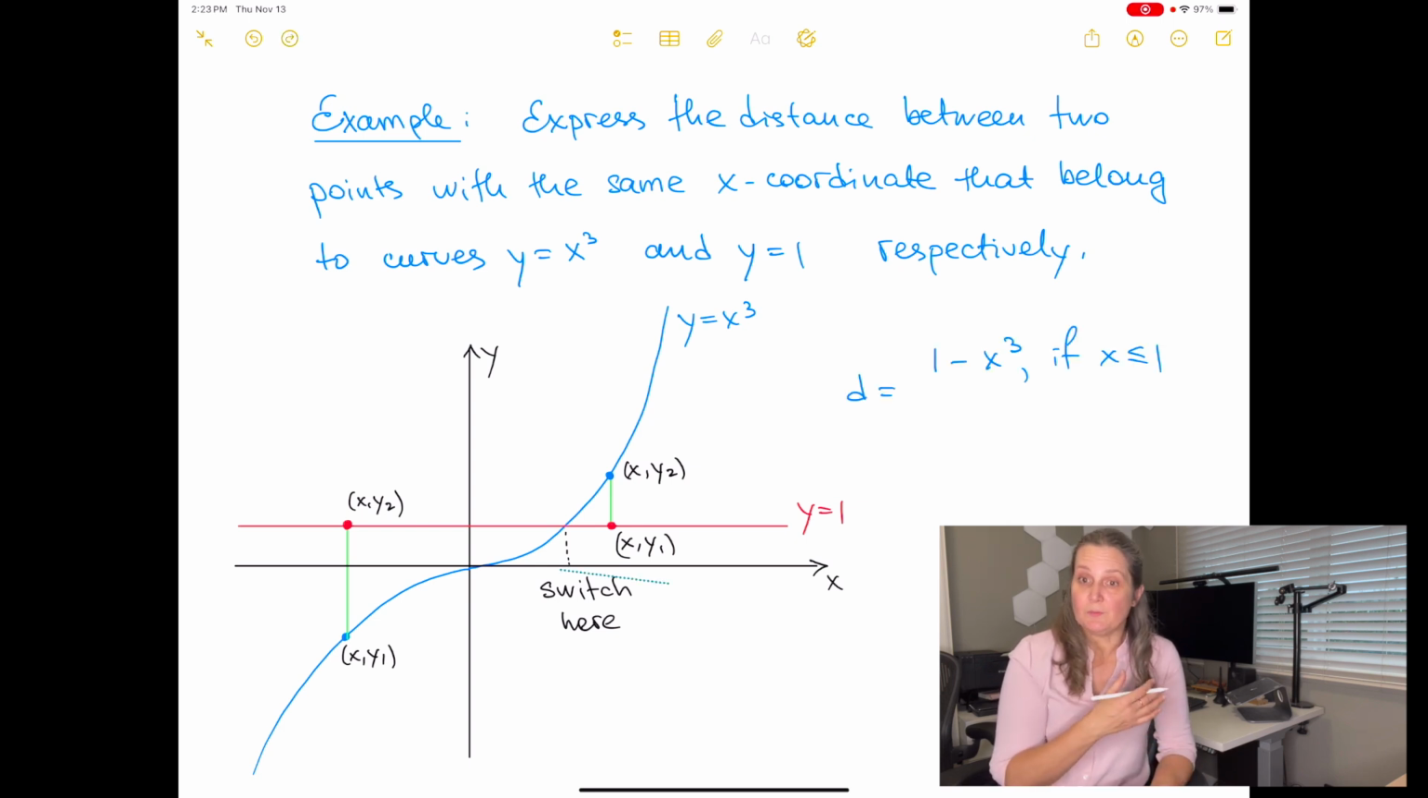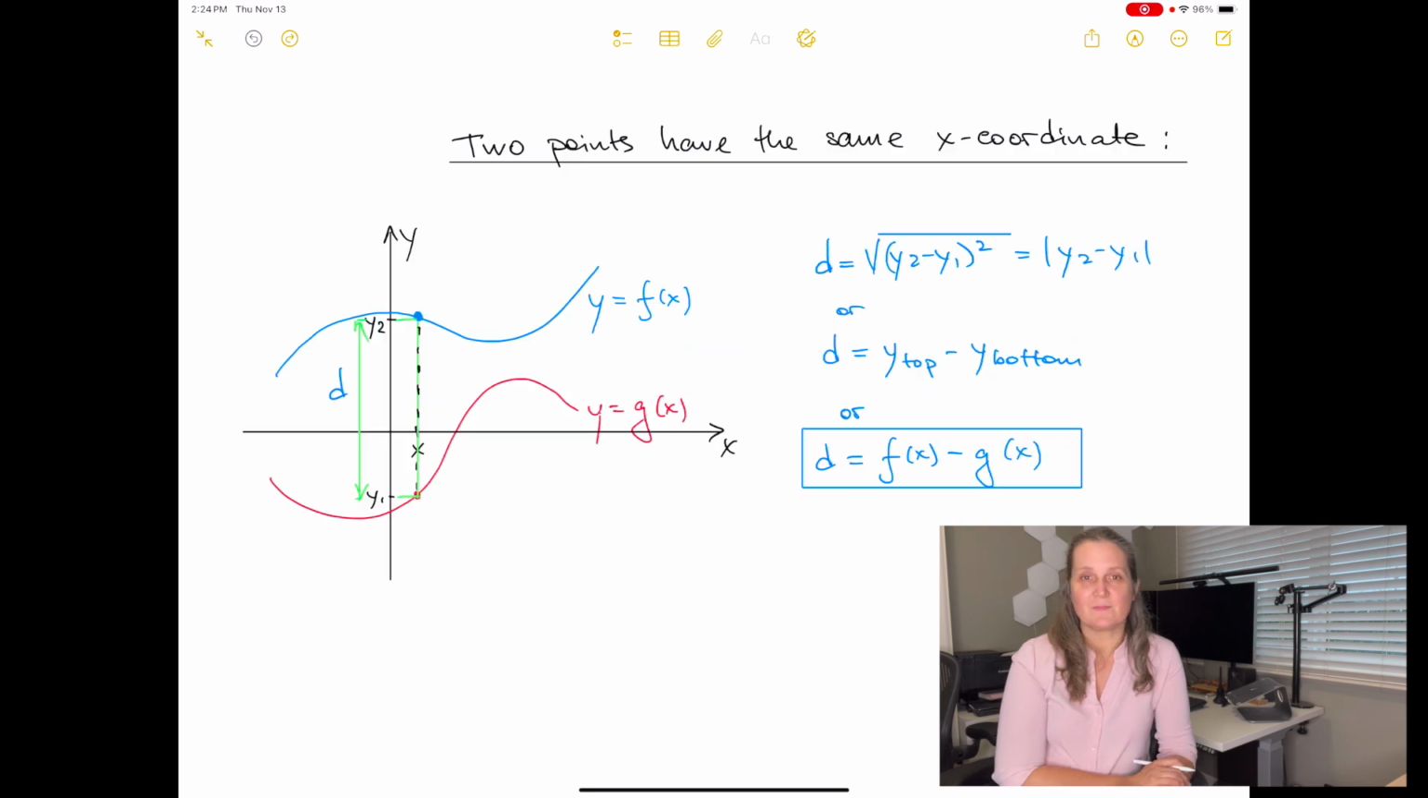The difference between y values, if x is less than or equal to 1, would be y equals 1 minus y equals x cubed. So it's 1 minus x cubed. However, for the x value strictly greater than 1, the difference between the y values is equal to x cubed minus 1. So here, formula very much depends on which value of x we are considering at a specific time.